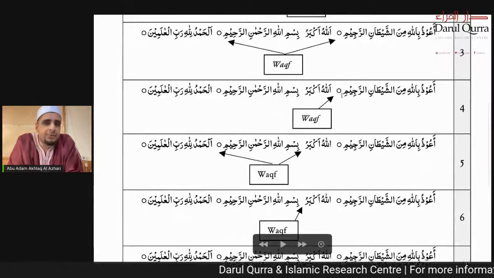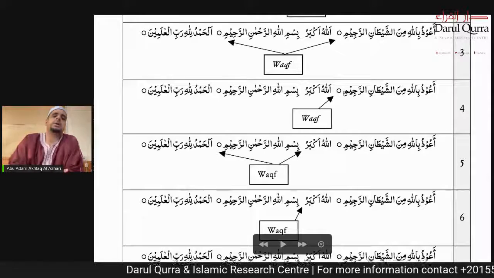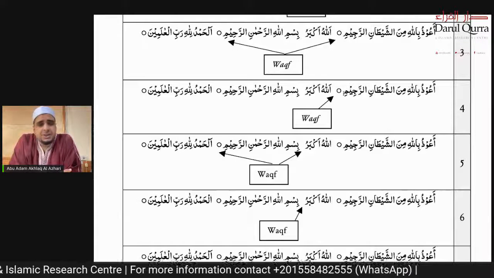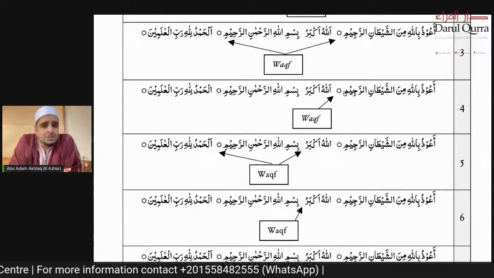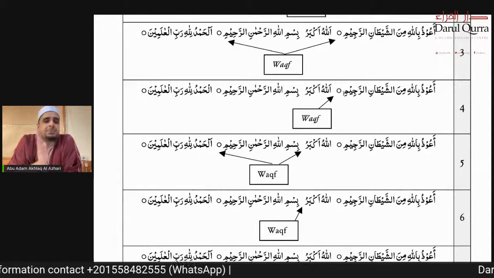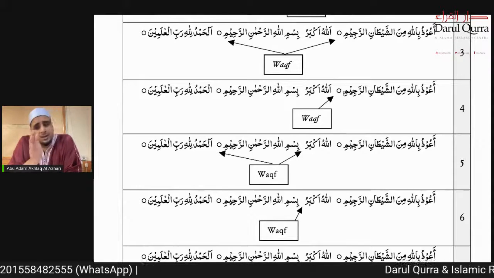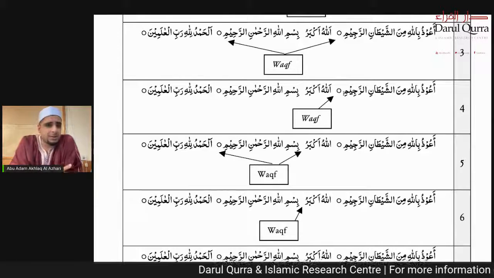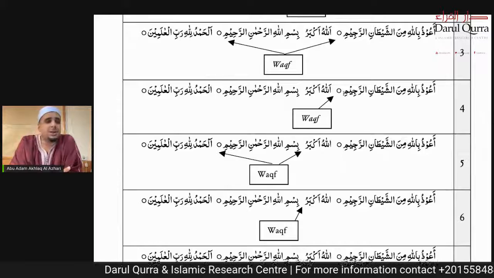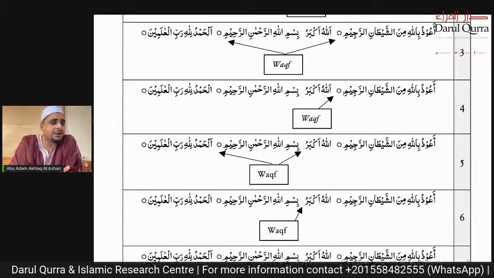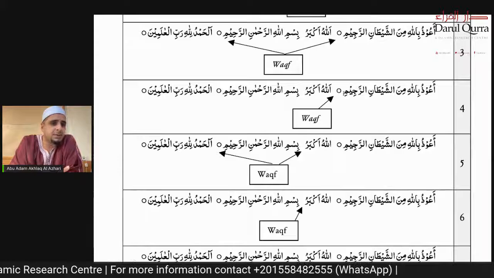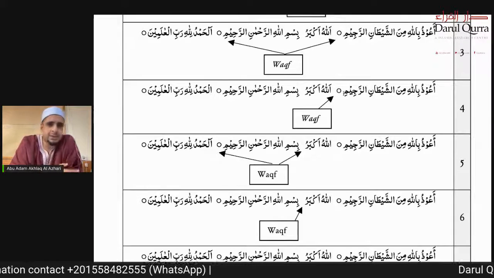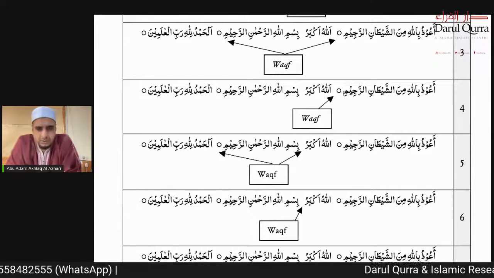Next one, we're only going to do waqf on ta'awudh. How are we going to recite? A'udhu billahi minash shaytanir rajim. Take a breath. Allahu akbar bismillahir rahmanir rahim. Alhamdulillahi rabbil alameen. So we joined the takbir, basmala, and alhamdulillah. Awwal as-suwar.